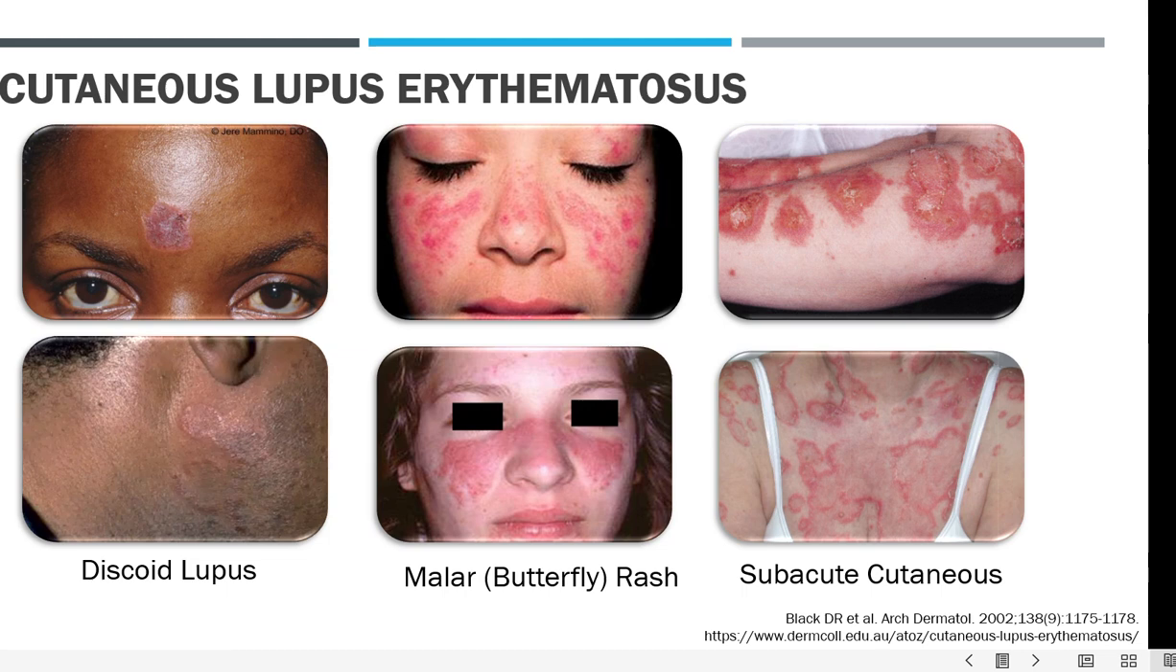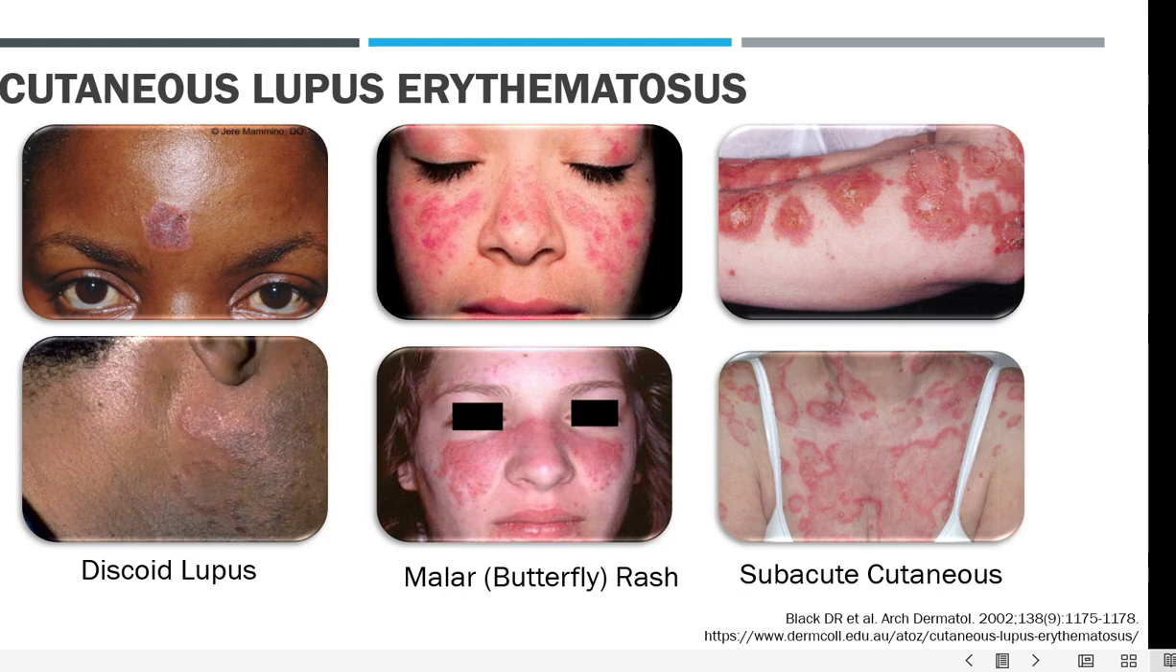And then on our last column, we have our subacute cutaneous presentation, which can present at any time throughout the course, and some are scarring versus some are not.